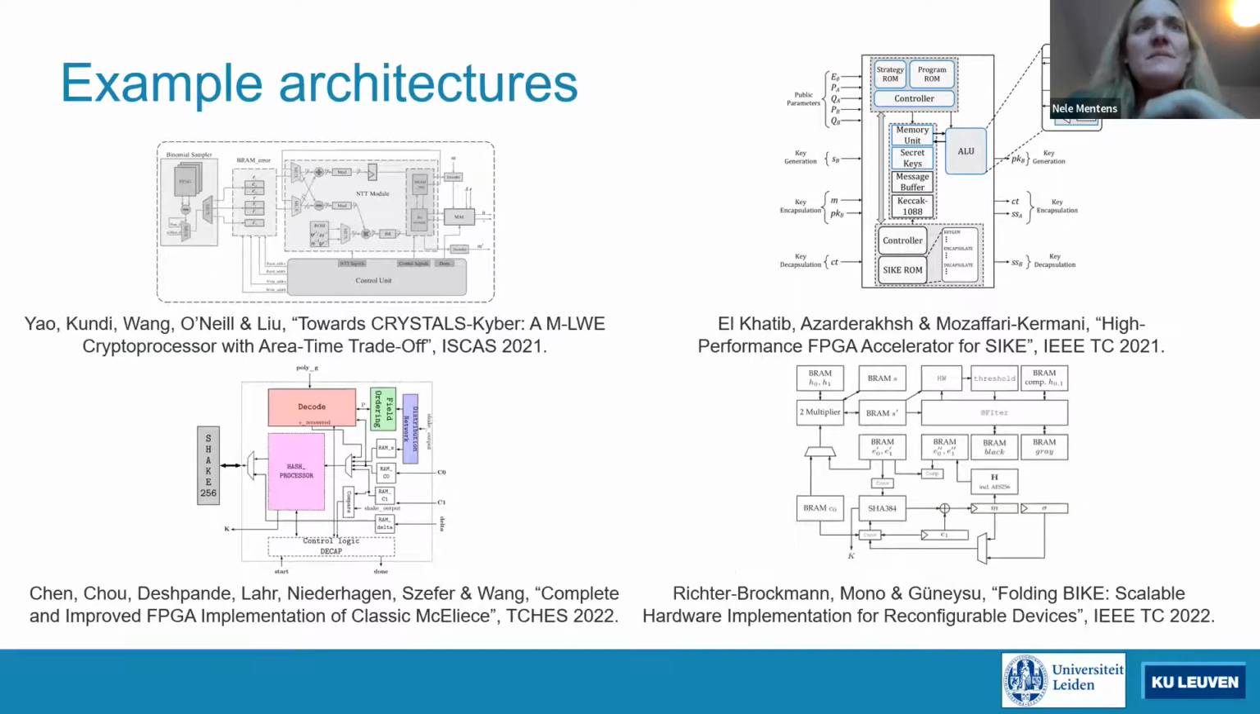And then here again, some example architectures. So this one is on Crystals-Kyber, so that's lattice-based crypto, and the underlying operations that need to be executed are then modular or finite field arithmetic operations. Classic McEliece is a code-based algorithm. So here it's error correcting codes that are used. SIKE is now a bit outdated, of course, because it has been broken. And then here we have an architecture for BIKE, where you can see that a lot of memory is needed.